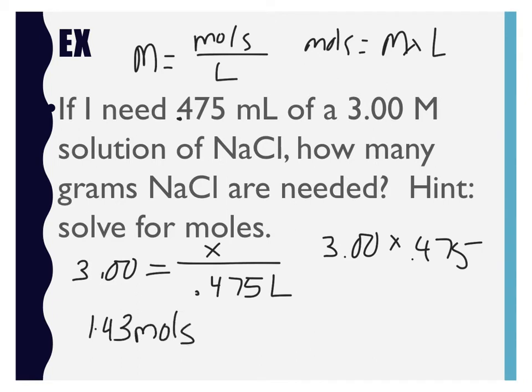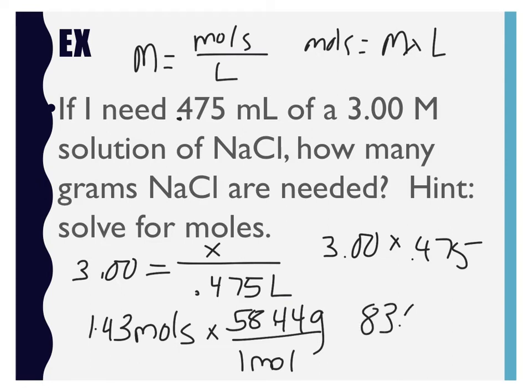And then you'll need to go ahead and find the molar mass. So Na and Cl together, a lot of you probably have this one memorized by now, we use it so often, is 58.44 grams per mole. And once again, I'm going to keep 3 sig figs in my answer. And so I get 83.5692, so I'm going to round this off to 83.6 grams of NaCl.